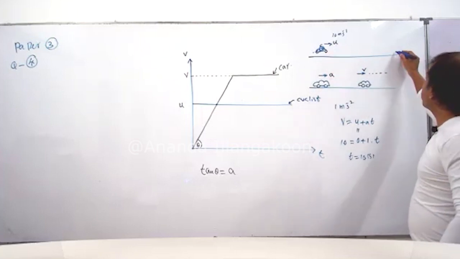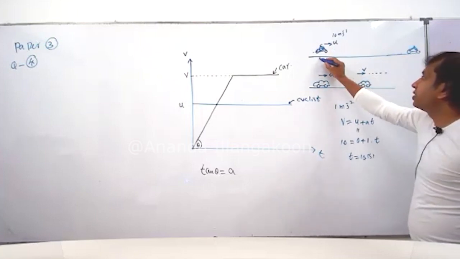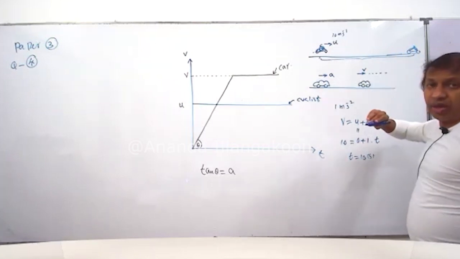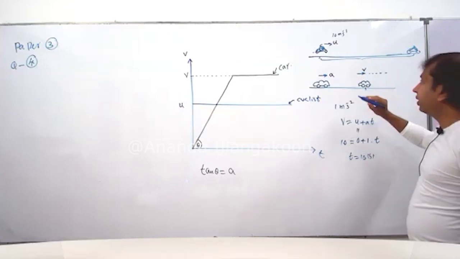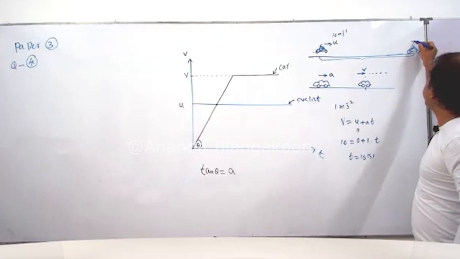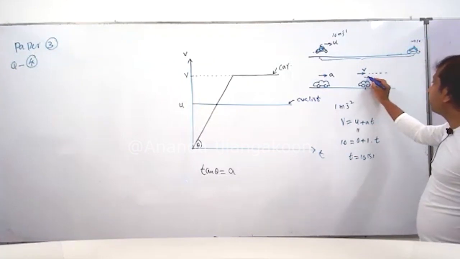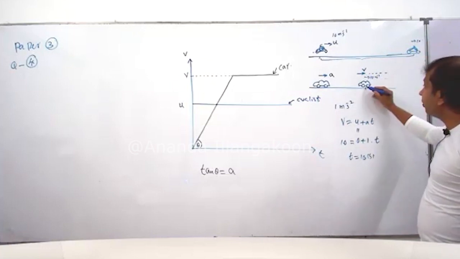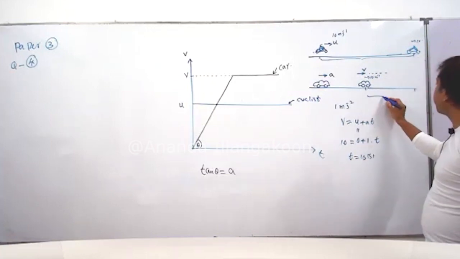After 10 seconds, suppose the cyclist is somewhere here, having traveled this distance. After 10 seconds, suppose the car is here. At that moment, the car has the velocity 10 of this cyclist. Here the car has 10 meters per second, here also 10 meters per second. Then you can see between them there's a certain gap. This is the gap.